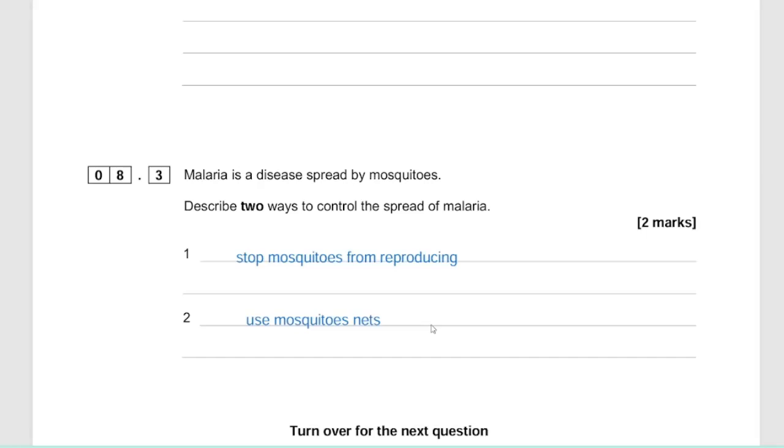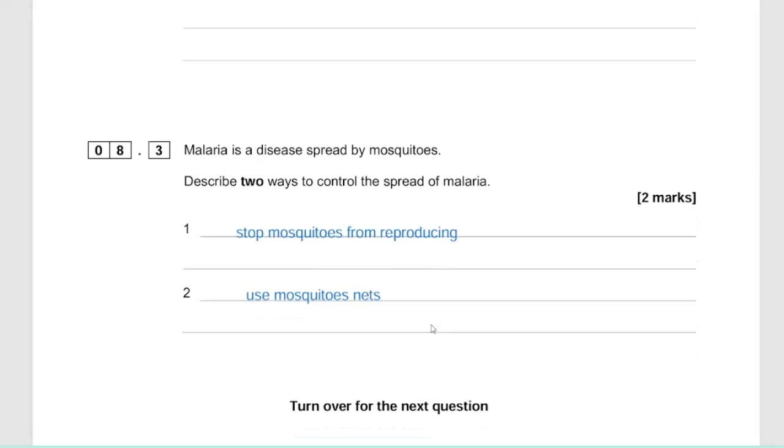Surprisingly, despite destroy the snails being a valid answer, you don't get any marks for just saying to kill the mosquitoes, which I think's personally a bit weird.